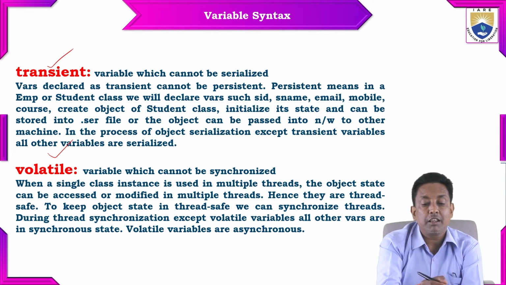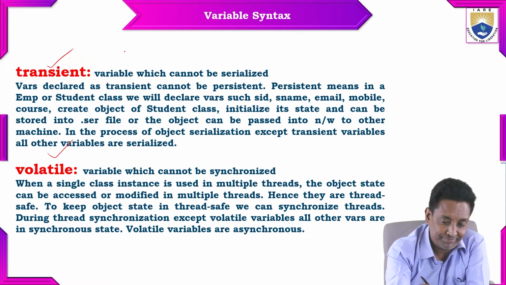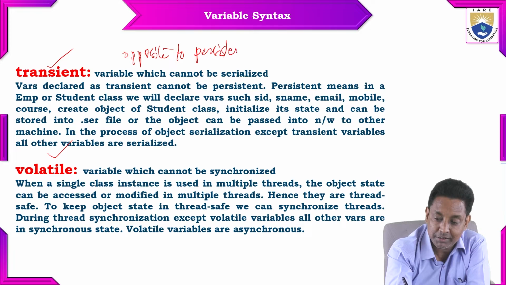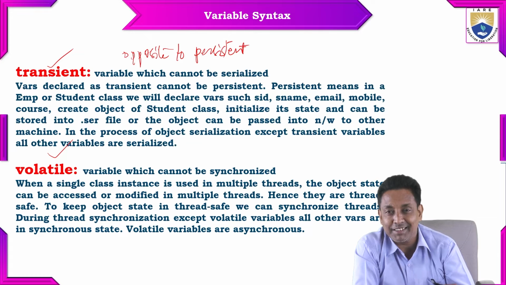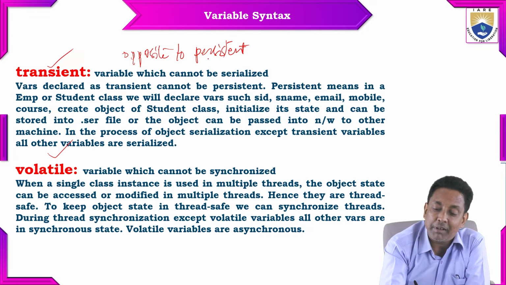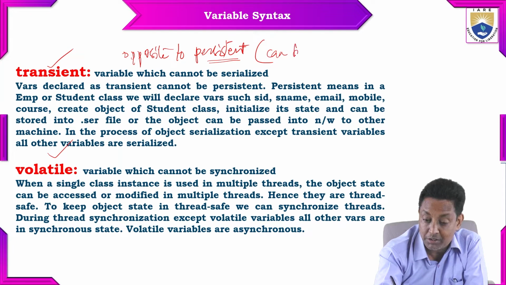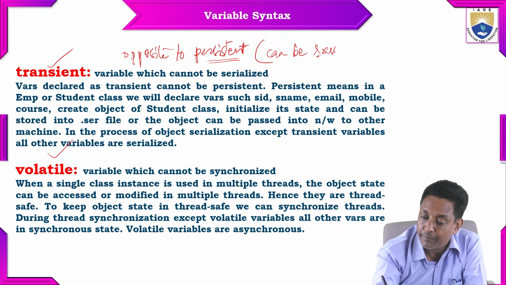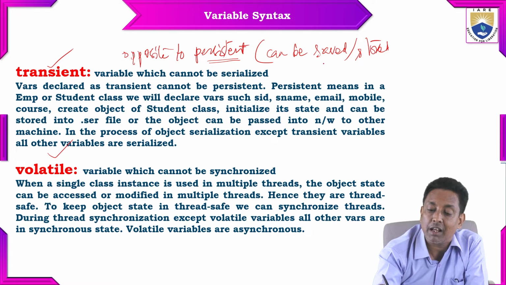Transient. The word transient represents the opposite of persistent. What is persistent? Not transient. What is transient? Not persistent. Persistent means anything which can be saved or stored. Anything that can be saved or stored is called persistent.